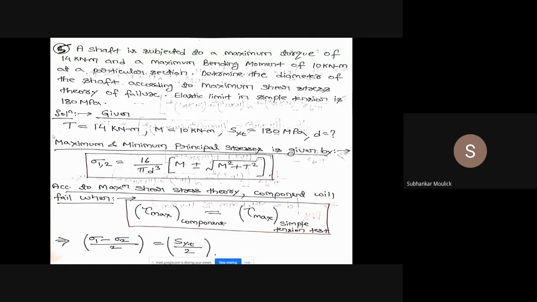Can anyone tell me what all things are given in the problem? Torque is given as 14 kilonewton meter. The shaft is subjected to a maximum torque of 14 kilonewton meter. Let us assume the value of torque T is 14 kilonewton meter. What else is given? Maximum bending moment is also given, that is 10 kilonewton meter. Let us write maximum bending moment by the term M. So M is 10 kilonewton meter.